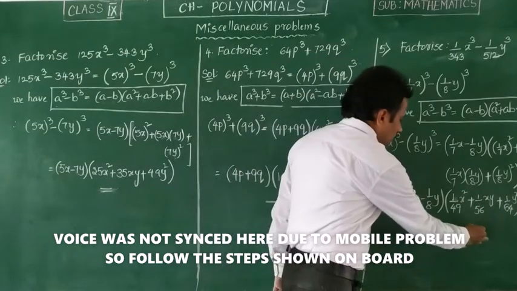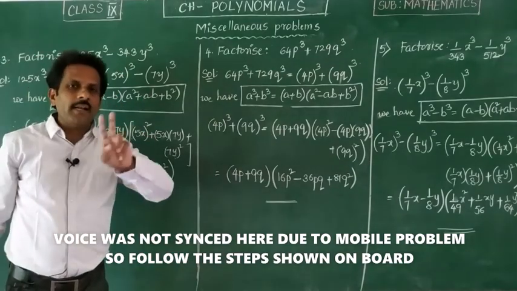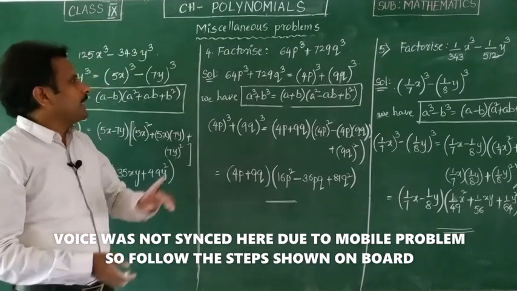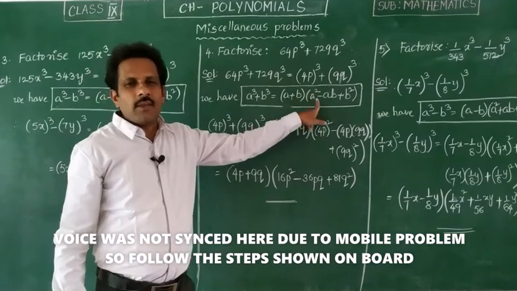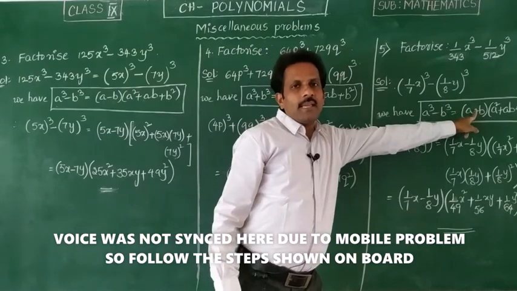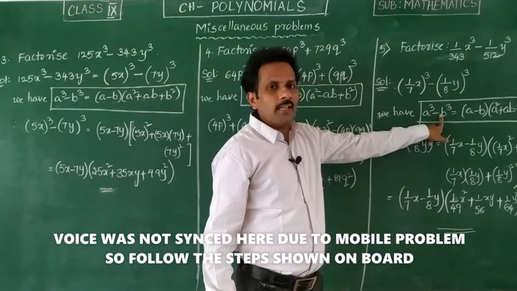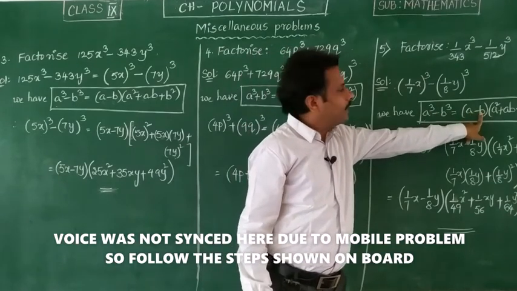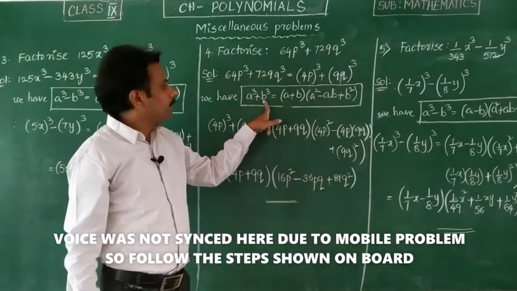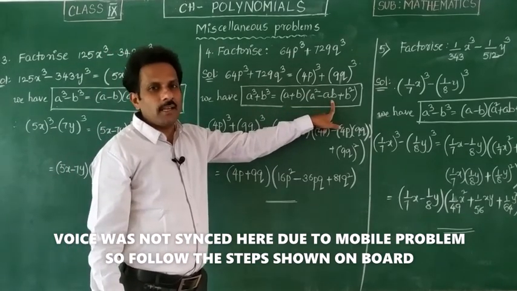So in these three problems, you might have observed that we have applied mainly two identities, that is either a cube plus b cube or a cube minus b cube. a cube plus b cube is a plus b into a square minus ab plus b square, whereas a cube minus b cube is a minus b into a square plus ab plus b square. So how to remember this? If you take a cube minus b cube, a minus b will be there, and in the next factor a square plus ab will be there. Whereas in a cube plus b cube, a plus b will be the first factor, and in the next factor minus ab will be there. So this is the solution.